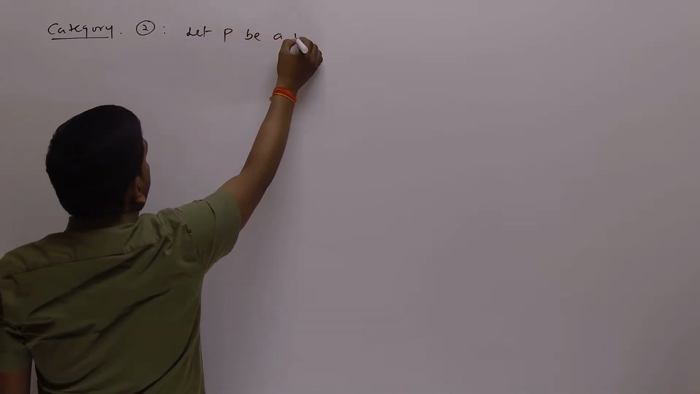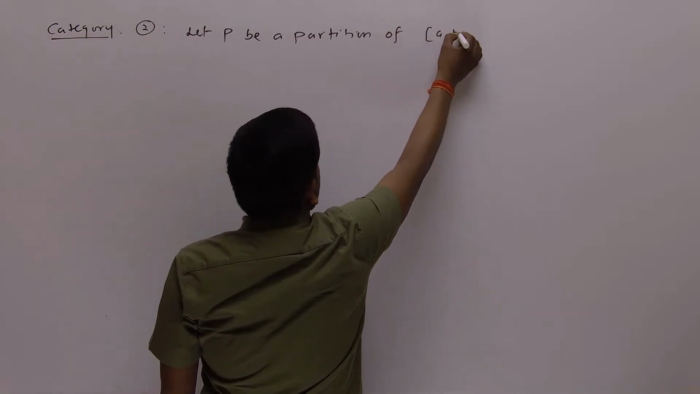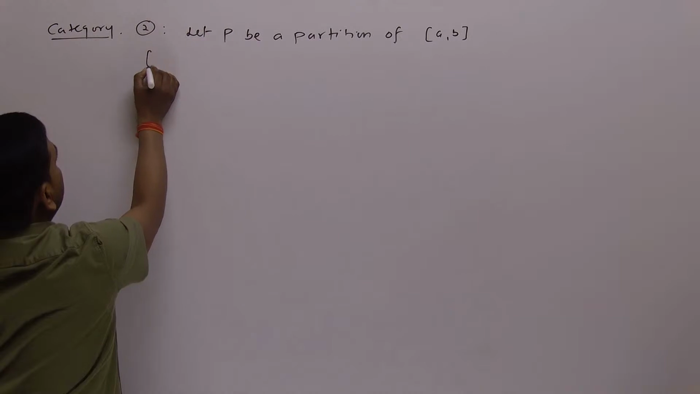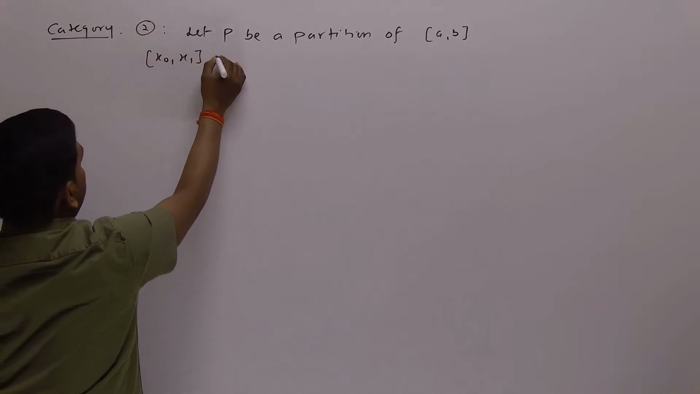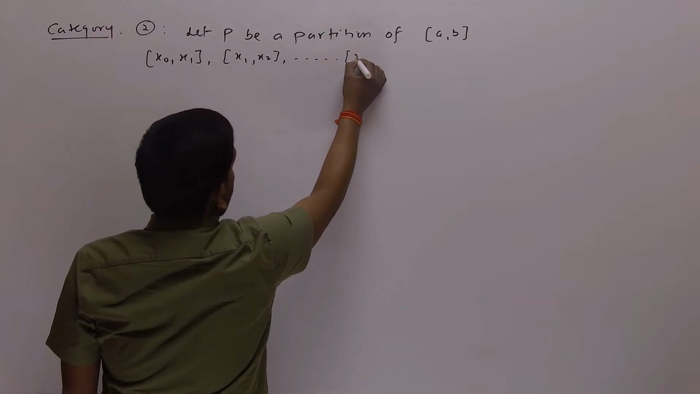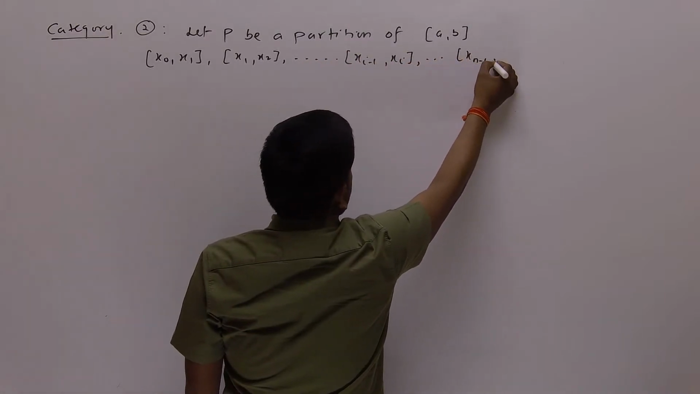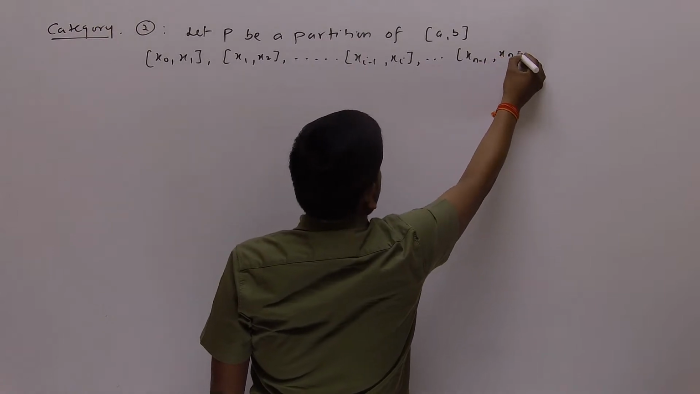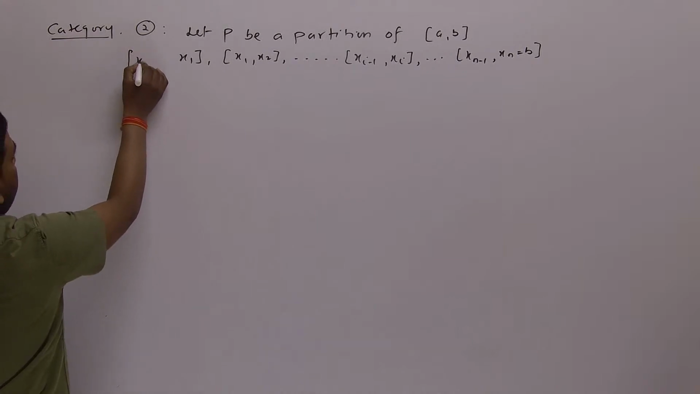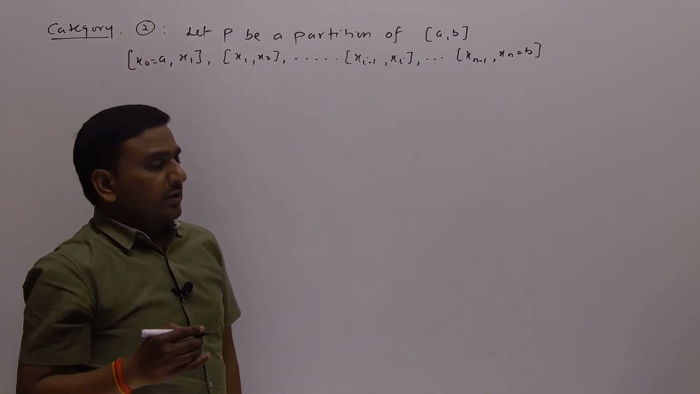let P be a partition of the interval A to B, like x0 to x1, x1 to x2, x(i-1) to xi, x(n-1) to xn, that is B itself. Here x0 is A itself. Right. So suppose this is the partition.